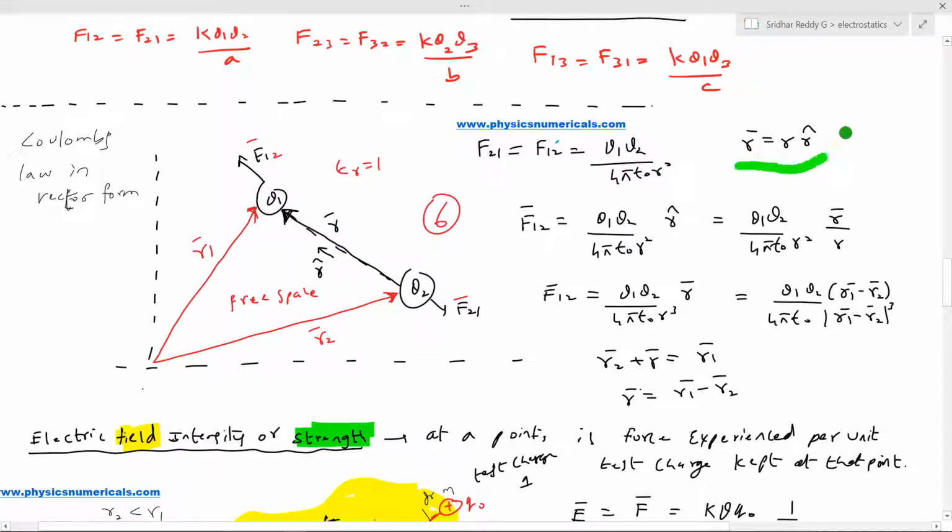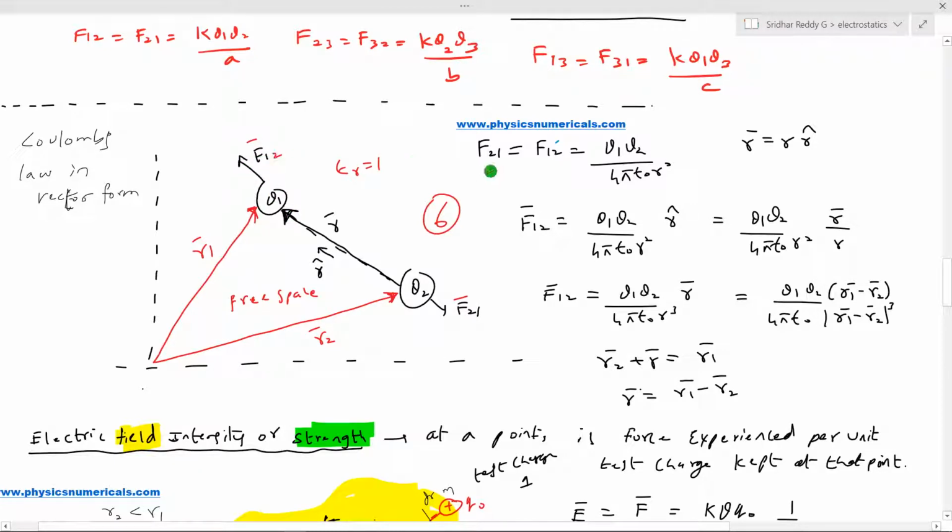How do we define the vector R bar? R bar equals R into R cap. R bar is the position vector; R1 bar and R2 bar are position vectors of point charges Q1 and Q2. Then in vector form, how is F12 directed? Look at this F12. It is directed along R bar. Look at the arrows. The position vector R bar is directed from Q2 to Q1, and F12 bar is also directed along R bar.